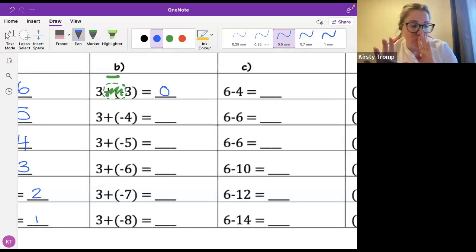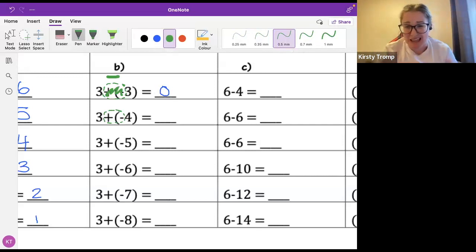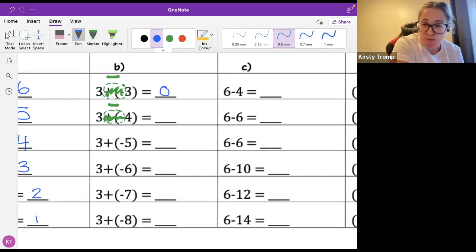You draw a circle. Fantastic. I draw a circle. What happens when I see a positive sign and a negative sign next to each other? What's that sign going to become? It turns into a negative. Fantastic, well done. So we're going to get rid of those, and it's going to become a negative. So now I've got 3 minus 4.